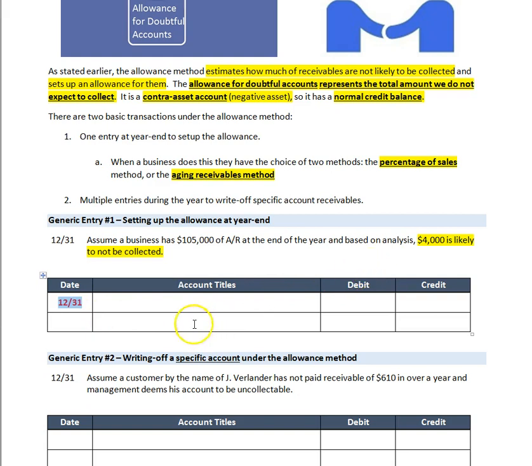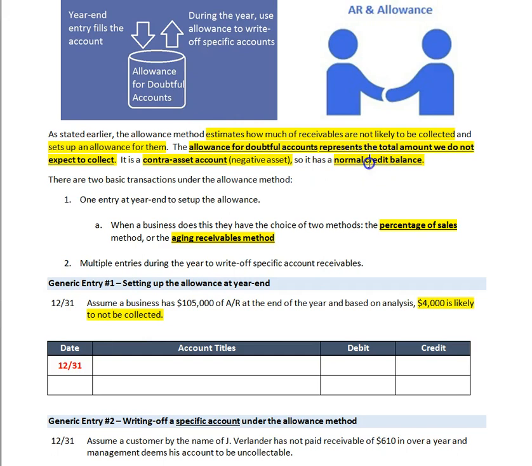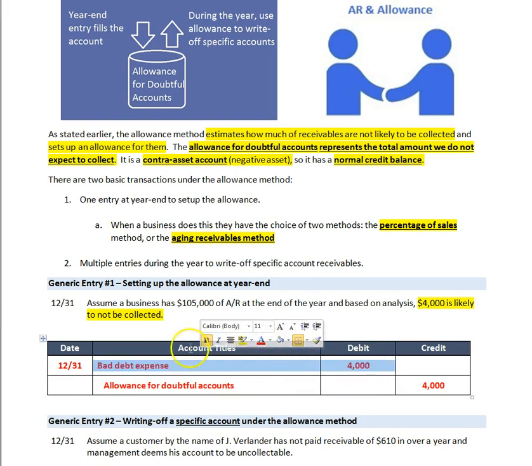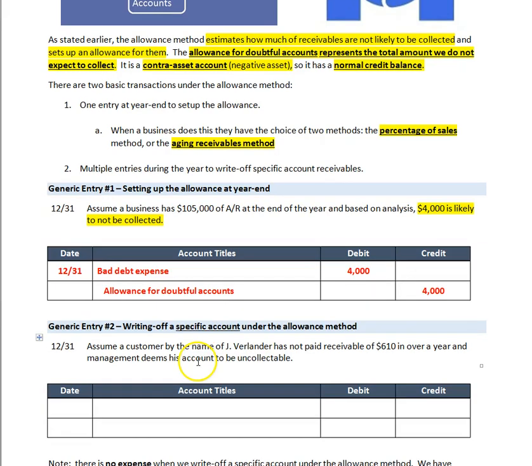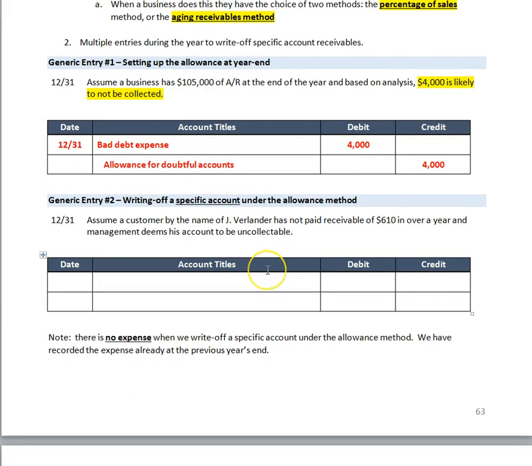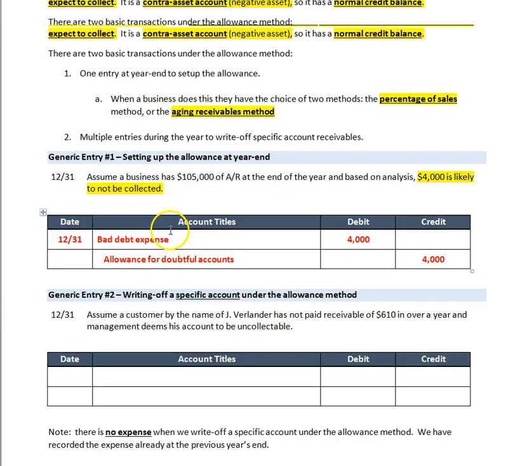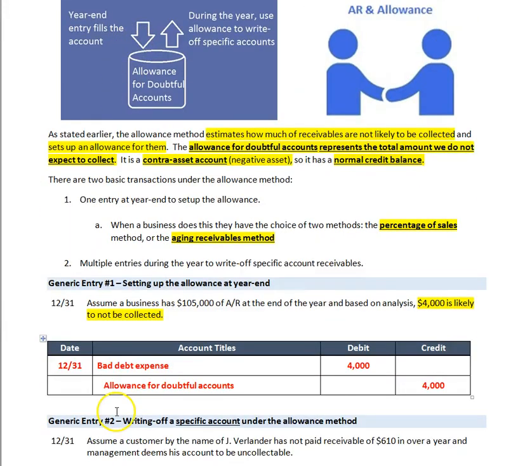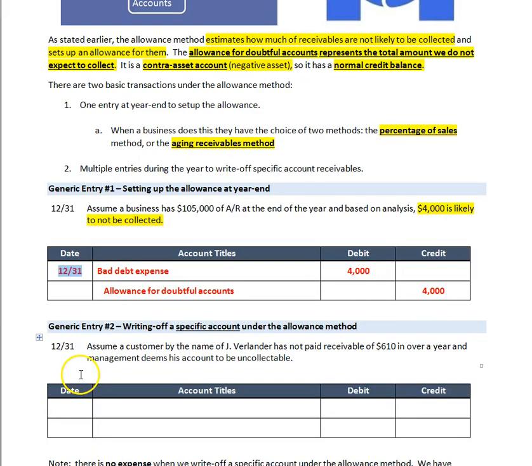Let's think. We're going to set this up in the allowance account. The allowance account has a normal credit balance. We're adding to it, so we're going to credit the allowance account to effectively set aside $4,000 of earnings. The debit goes to an account called bad debt expense. Alright, so this is the year-end entry, the adjusting entry made once during year-end to set up the allowance.